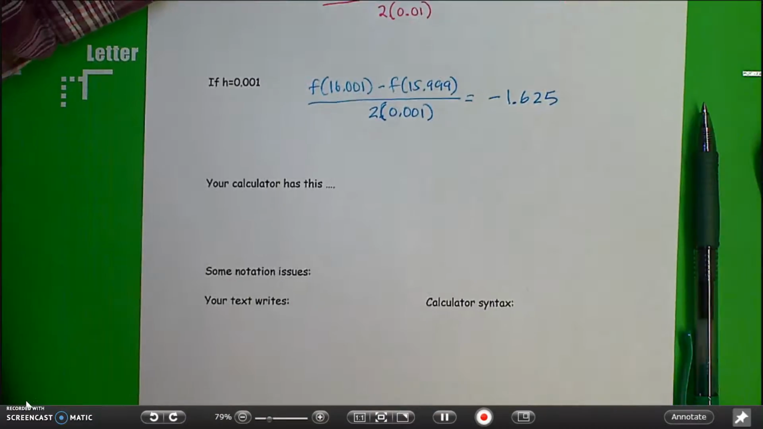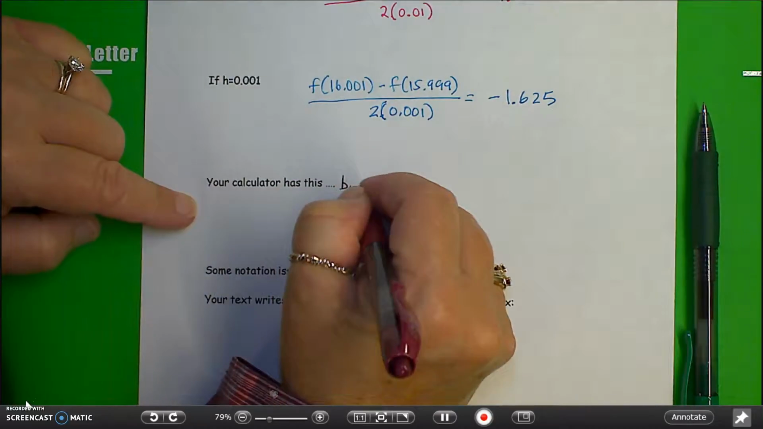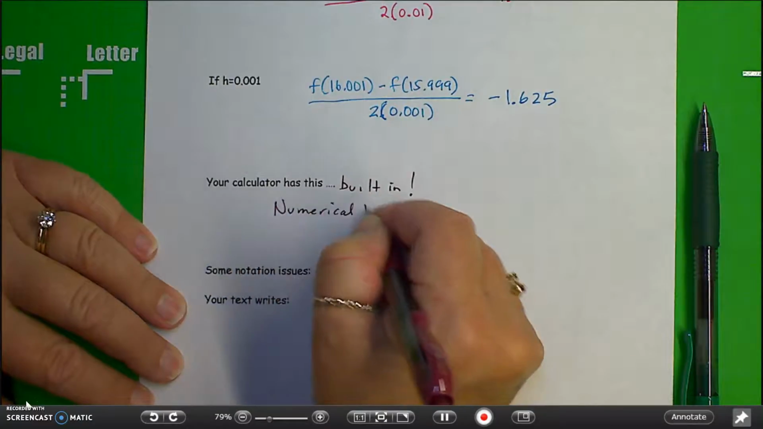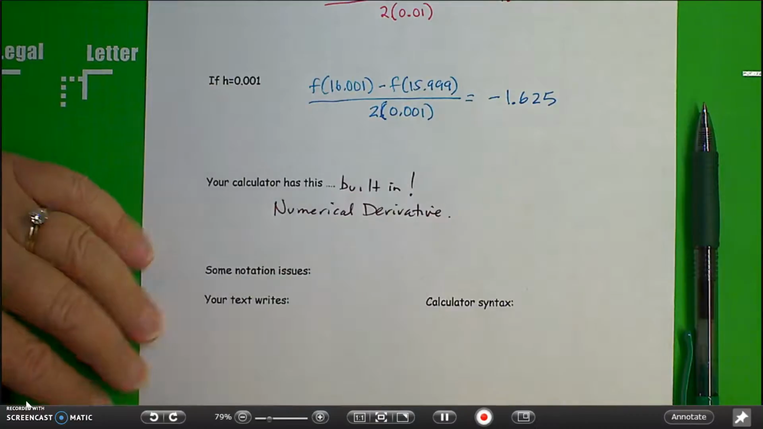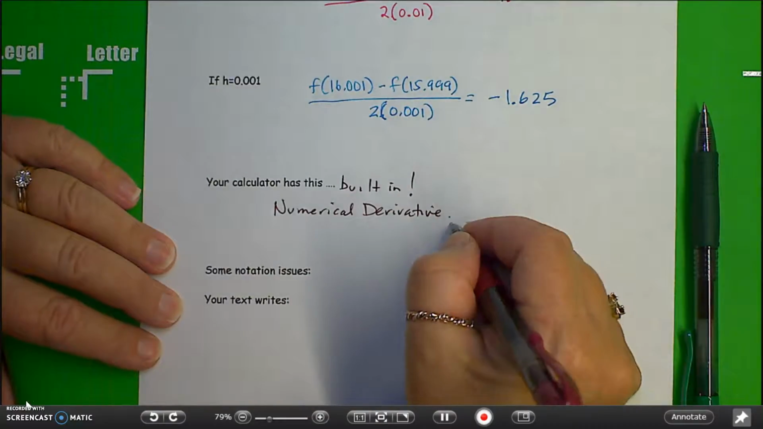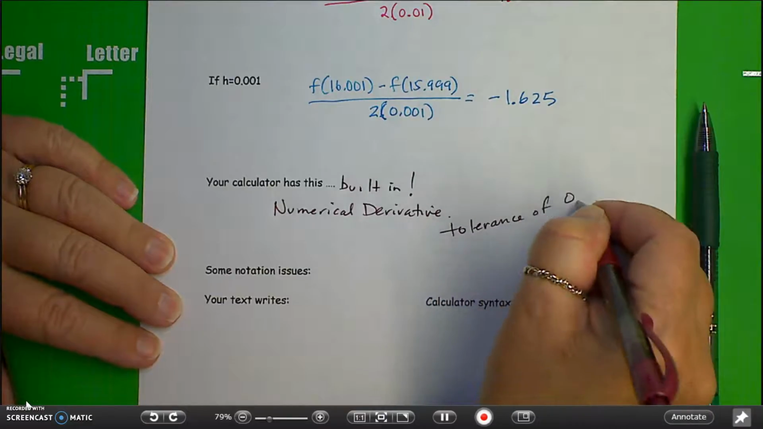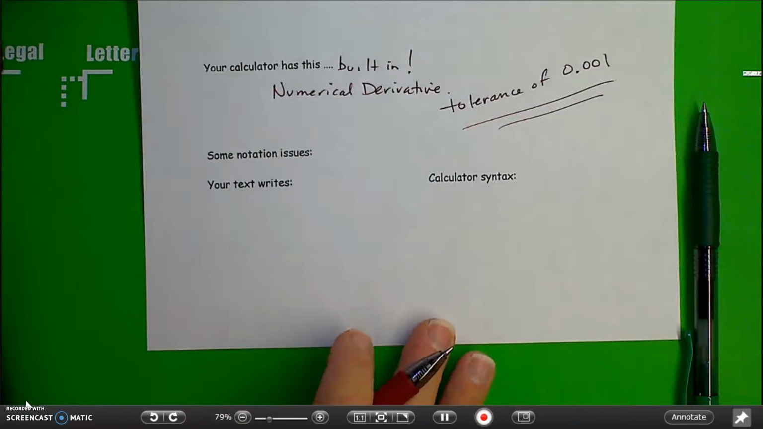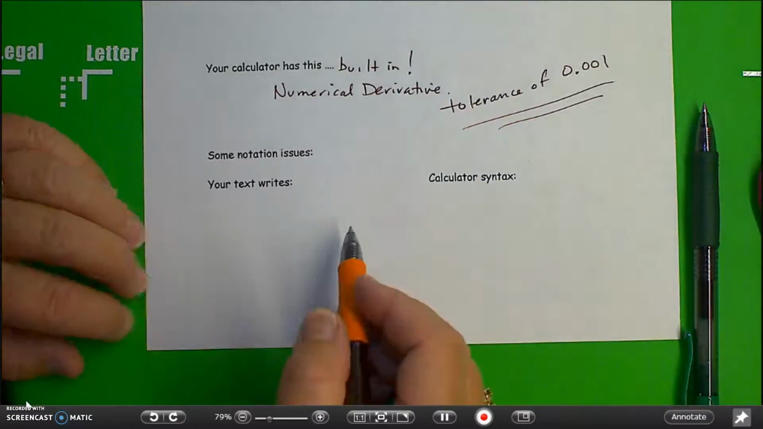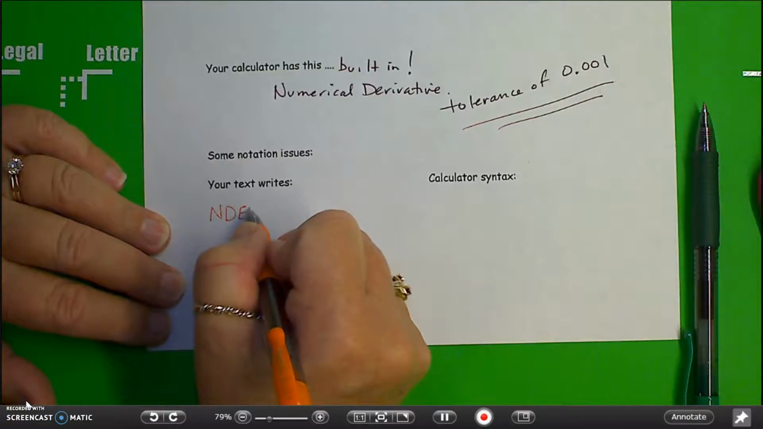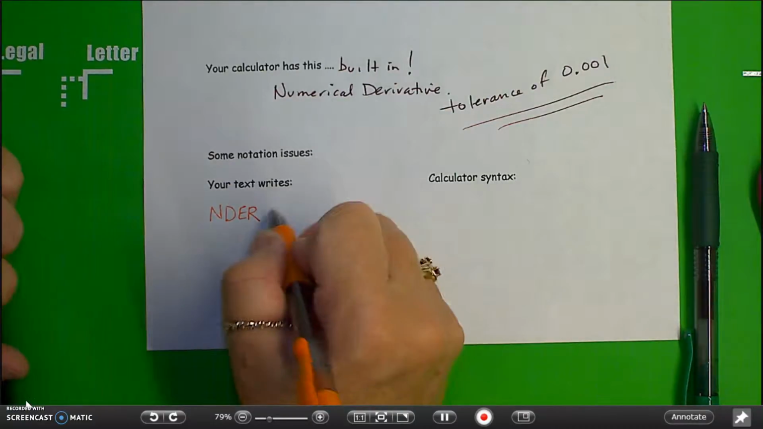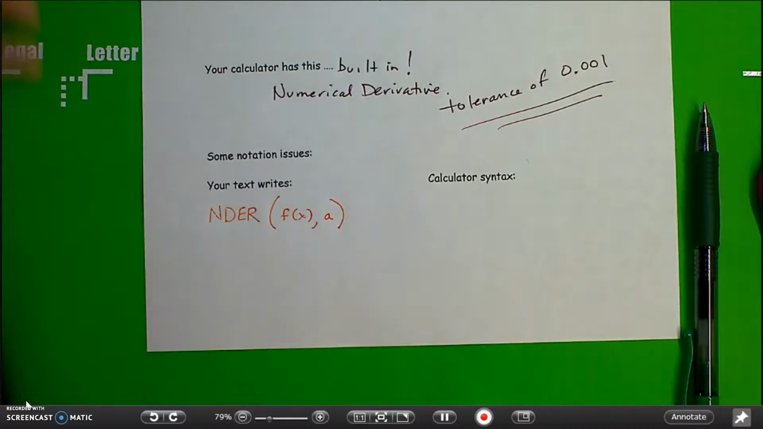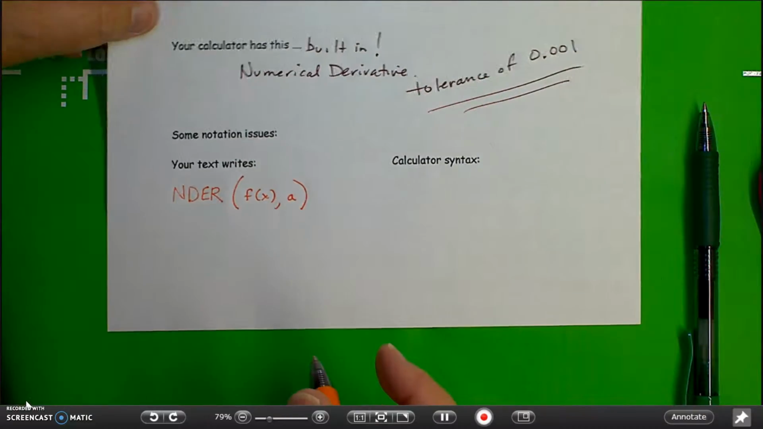Here's the good news though. Your calculator has this function built in. So it's pretty nice. It's actually called the numerical derivative. Purely calculations without limits. And your calculator actually uses a tolerance of 0.001, just like we just did. Okay? Now, some notation issues. Your textbook uses the notation NDER for numerical derivative. And the format that it uses is it lists the function first, and then it lists the a value of interest. Your calculator, well, it depends on what operating system you have.